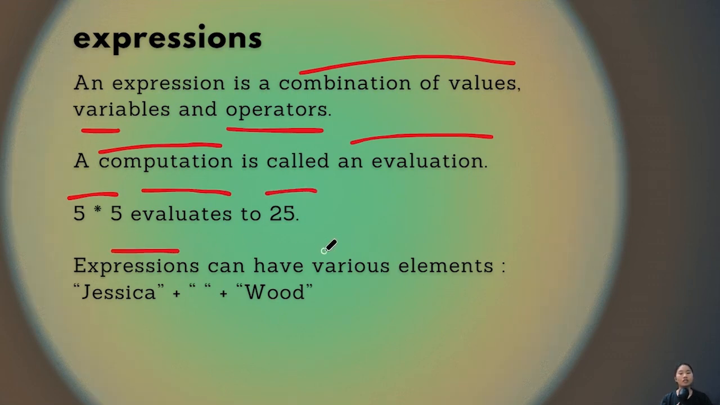And an expression can have various elements as well. So you're combining a string and a string. The same thing with integers, 5 plus 5 plus 7, whatever you want. So that's an expression. It's a combination of values, variables, and operators. And an evaluation is a computation.